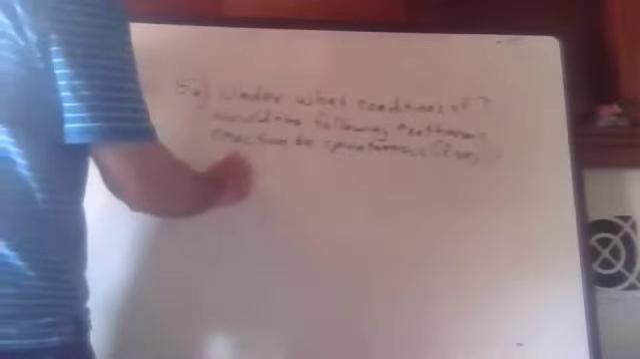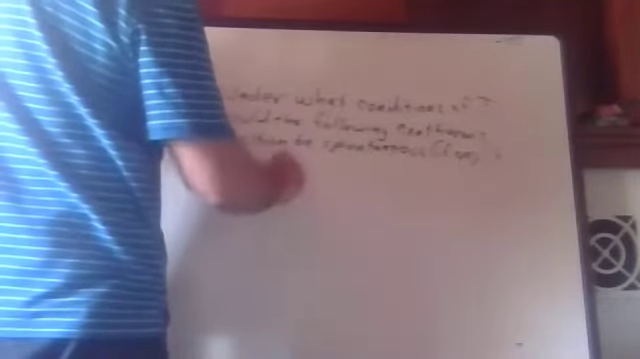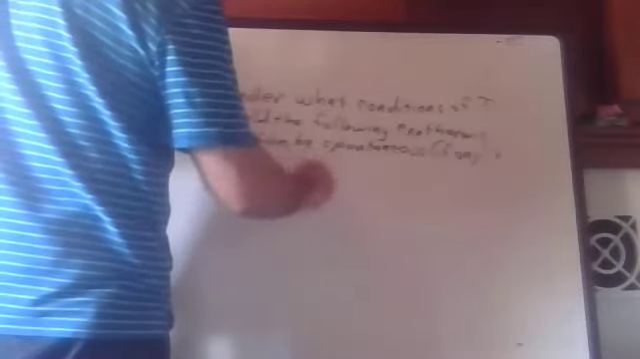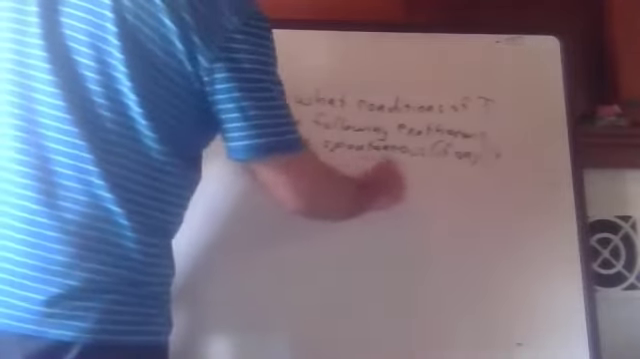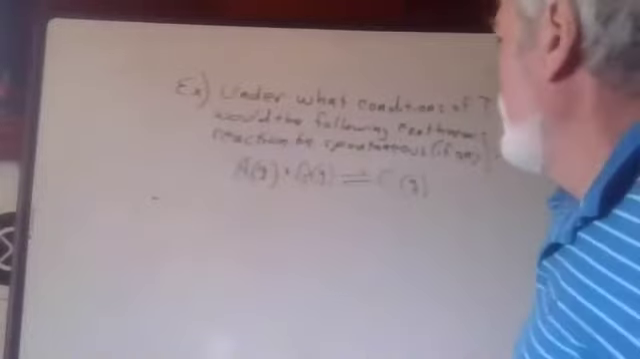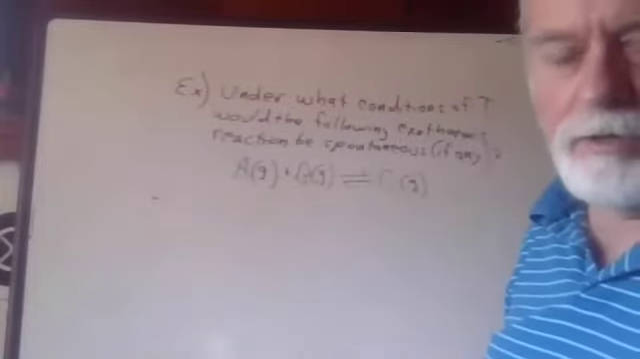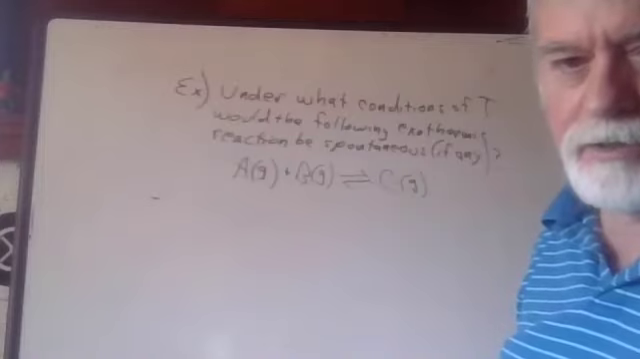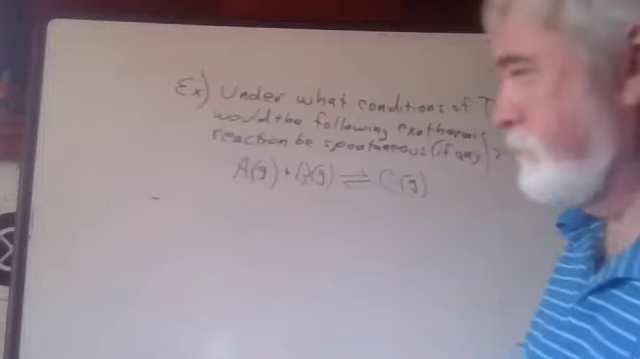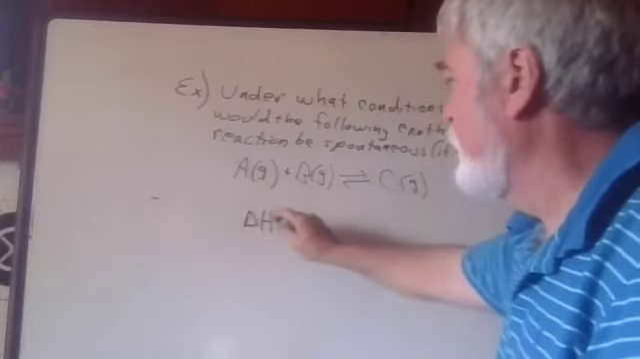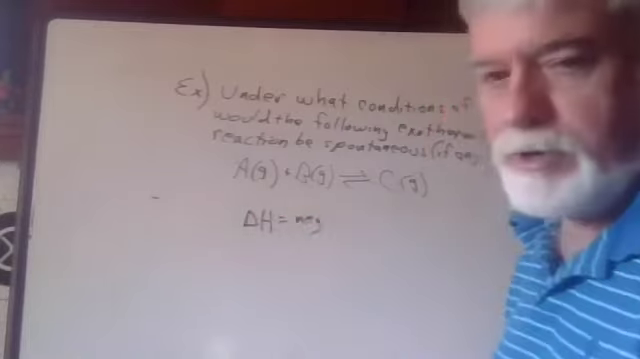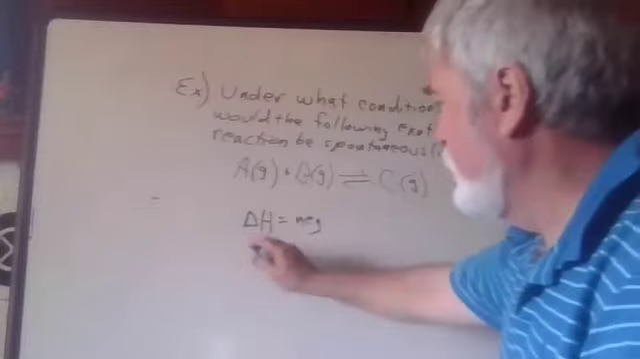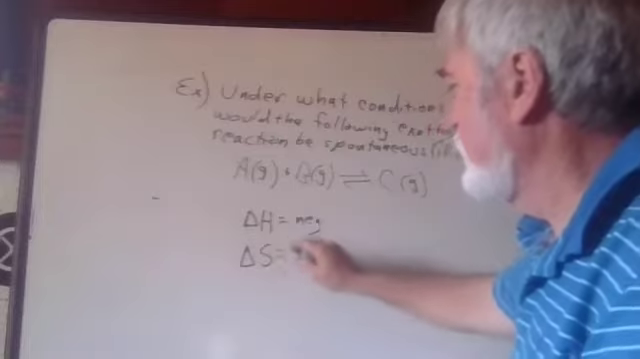Okay, so let's just say A gas plus B goes to C gas. So A plus B goes to C. All of them are gases. What word up here will tell you the sign of delta H? Exothermic. Right. So we know that delta H is negative. We don't need to know what the value is. We just need to know it's negative. What about delta S? Is there anything in that?